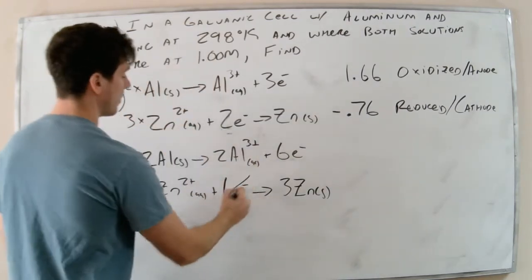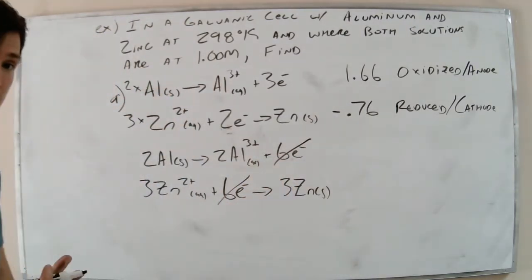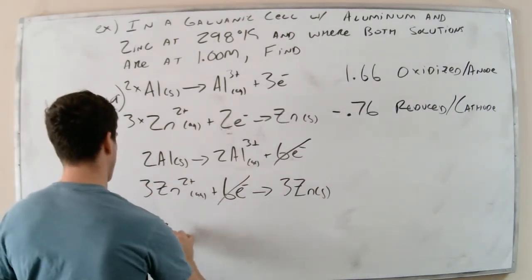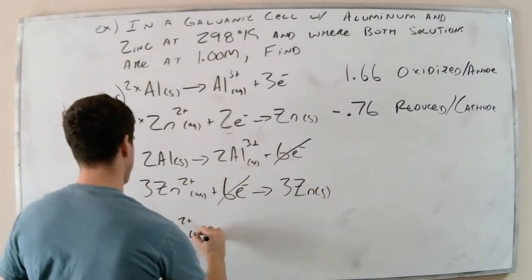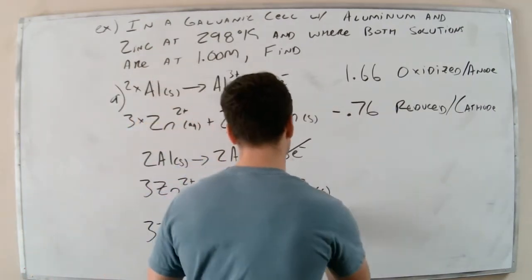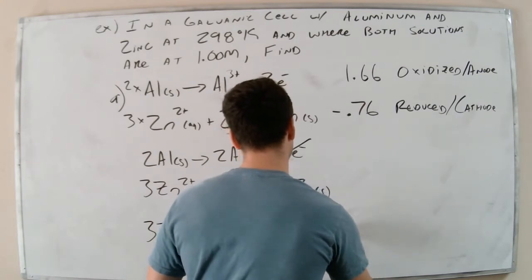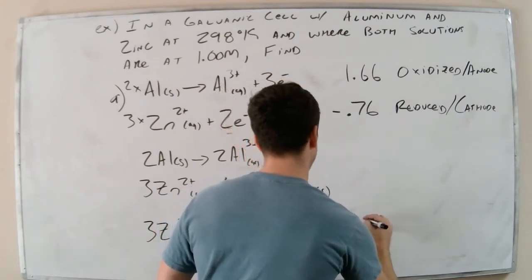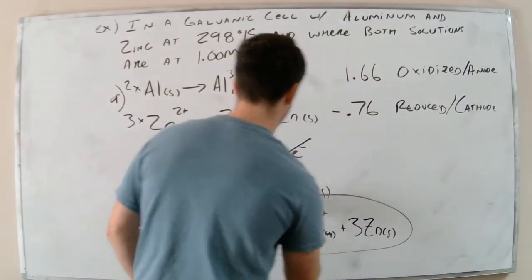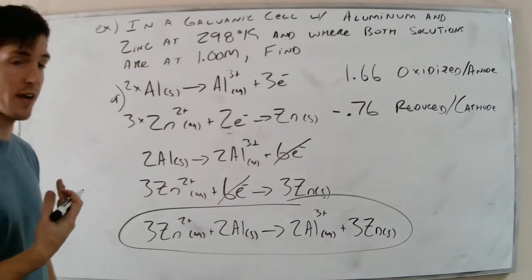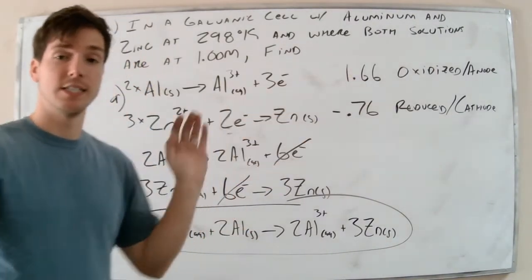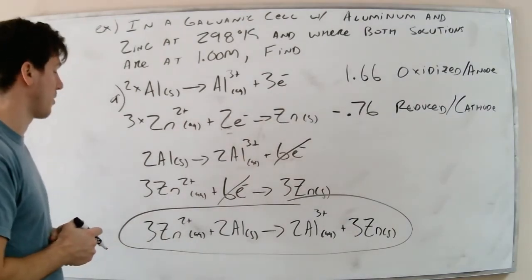So now my electrons can cancel out, and my overall reaction is going to be 3Zn2+ aqueous plus 2 aluminum solid making 2Al3+ aqueous and 3 zinc solid. So there is my overall reaction. Make sure those electrons are the same. Remember, that does not affect our cell potentials at all when we multiply those by 2 and 3.